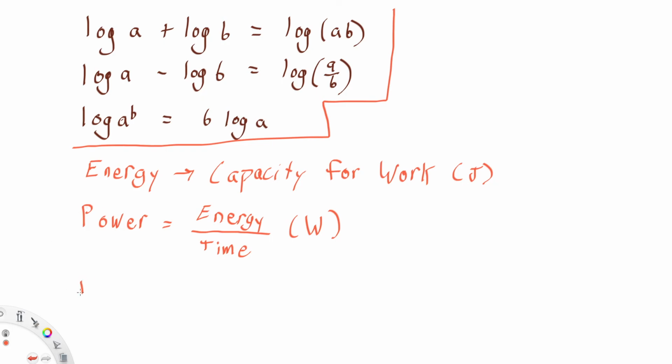The second related quantity we need is called intensity. And that measures, talks about how spread out our power is. And there's no special unit for that. We just measure it in watts per square meter.